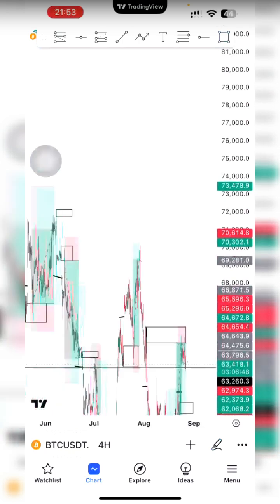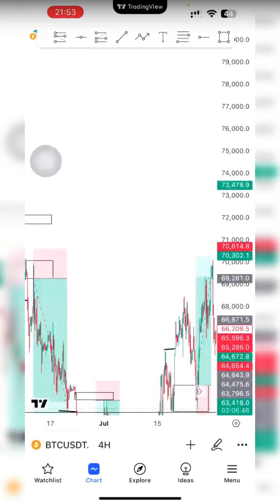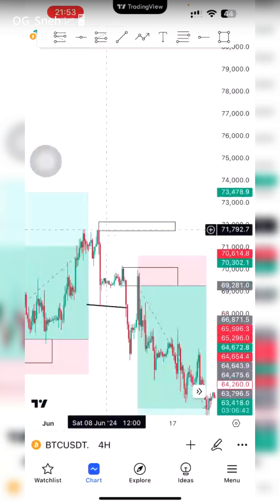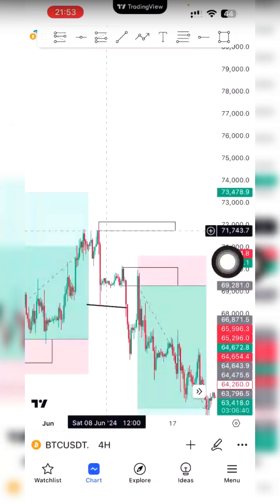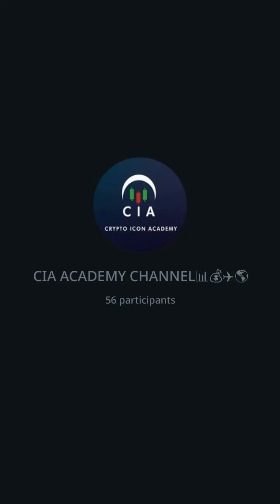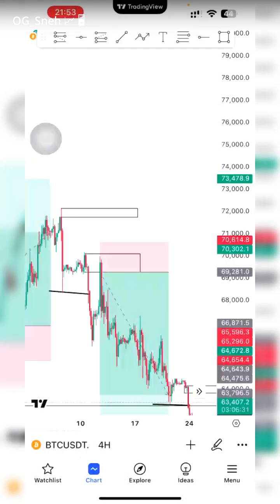So that is why you'll be seeing some people calling Bitcoin to 72,000, or Bitcoin to 71,700. It's because of what they are seeing on the chart, guys. Do you understand? It's because of what they are seeing on the chart. Do you get? So that is how it is. That is how we trade it, guys.